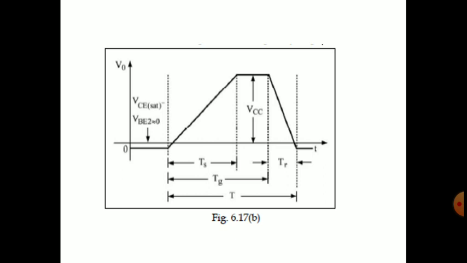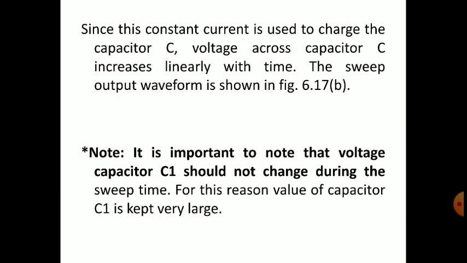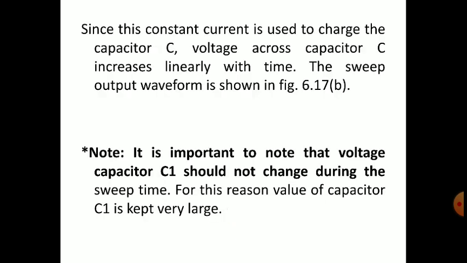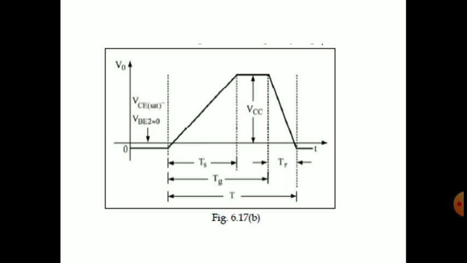I think all of you have drawn this waveform corresponding to the literals. Now moving on with the explanation. First point, since this constant current is used to charge the capacitor C, voltage across the capacitor increases linearly with time. So voltage increases linearly with time. But how much time? Up to where? Because the saturation voltage VCC will limit the voltage.